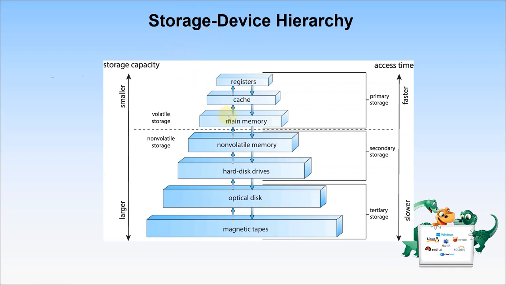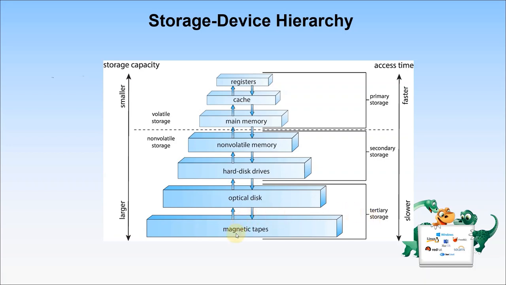Storage device hierarchy. This is the hierarchy of the storage devices, and let's divide it into two. Memory, cache, and registers are classified under volatile storage, or temporary storage. Non-volatile storage includes non-volatile memory, hard disk drives, optical disks, and magnetic tapes. Registers, cache, and main memory are classified as primary storage. Non-volatile memory and hard disk drives are secondary storage. And optical disks and magnetic tapes are classified as tertiary storage.